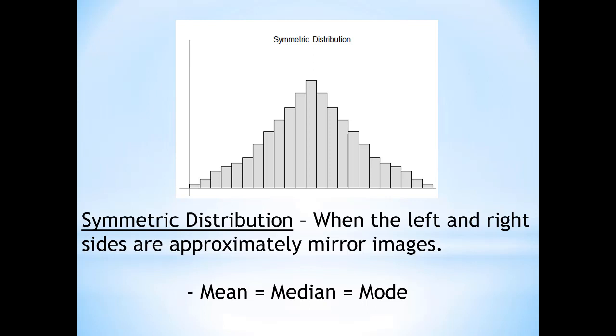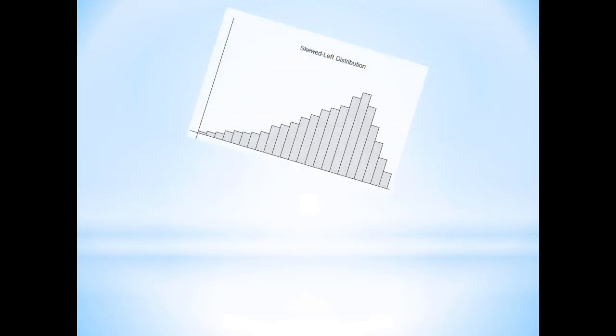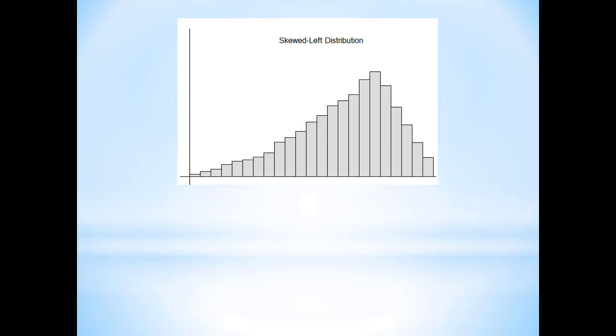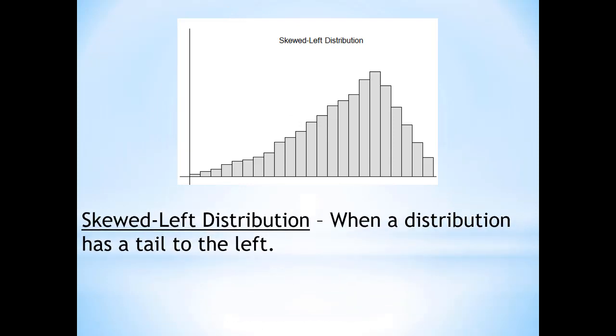Then we have our skewed distributions. We'll start with the skewed left distribution. What makes it skewed left? Well, that means there's a tail on the distribution that goes off to the left. So it gets longer and thinner out to the left, but it kind of stops abruptly on the right-hand side. In a skewed left distribution, the mean is always less than the median, and the median is always less than the mode. So the mean is less than the median, which is less than the mode.